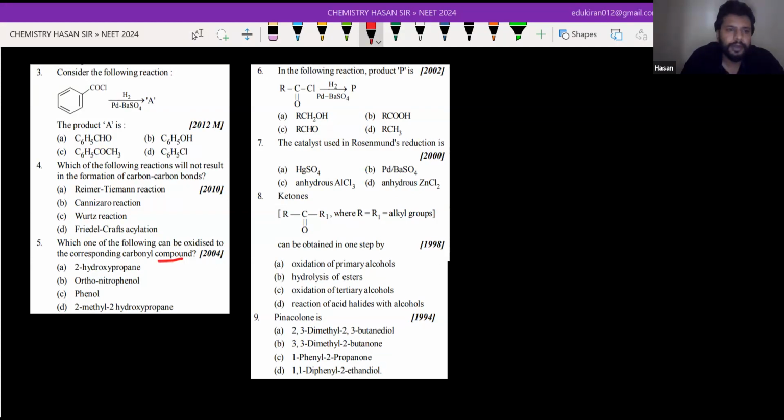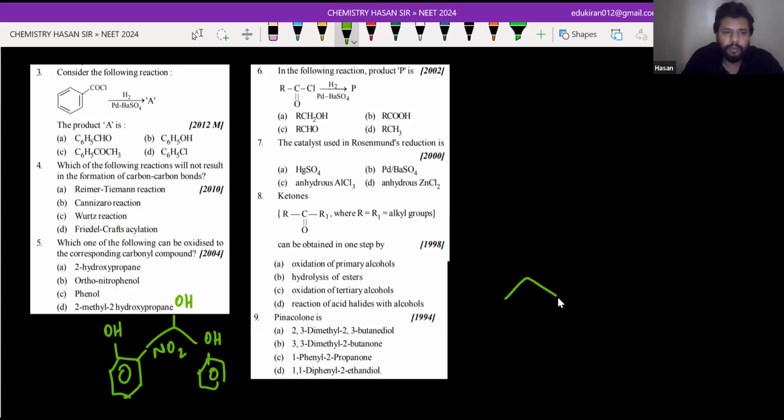Okay, very good. So you are going to write all the structures and then you can think of it. This is 2-hydroxypropane, but the IUPAC name is not written correctly. It should be propan-2-ol, right? The next is nitrophenol. You write phenol, and ortho it is NO2. Then you write phenol, you know the structure. After that you have 2-methylpropan-2-ol, given like that.